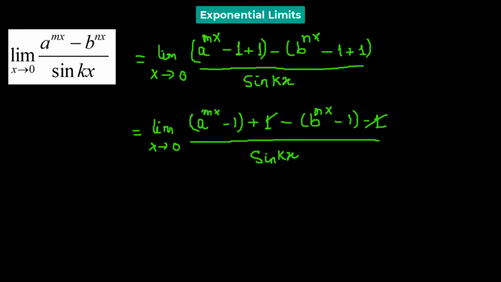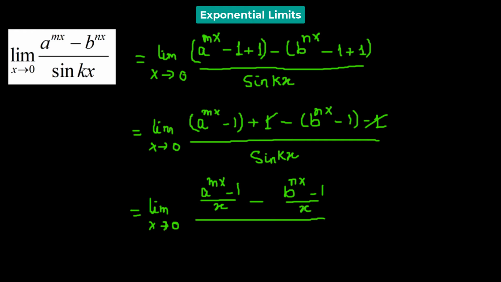Now we're going to divide the numerator and the denominator by x. So we have limit x approaching 0. We have a raised to the power of mx minus 1 divided by x. So we have divided each term, so that's a minus each term by x. And we have b raised to the power of nx minus 1 divided by x, whole divided by sine kx divided by x.